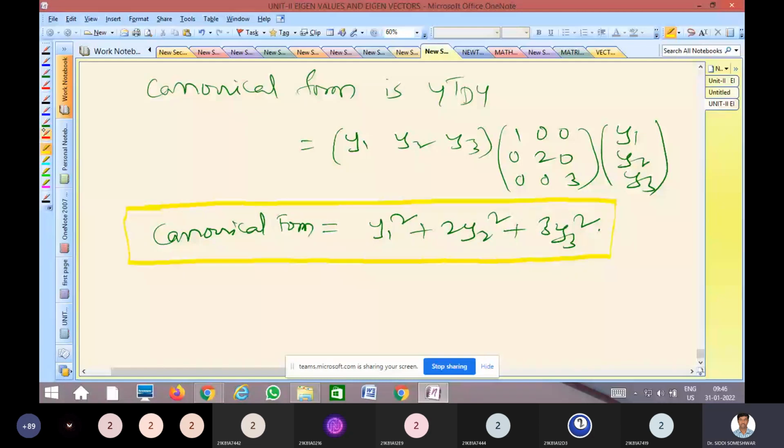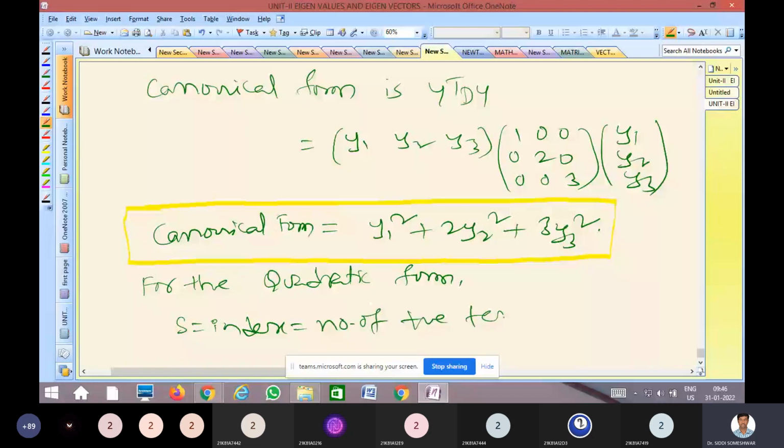So I hope this is clear for all of you. So for this quadratic form, S is equal to what? Index is equal to the number of positive terms. So how many positive terms do you have here? 3.